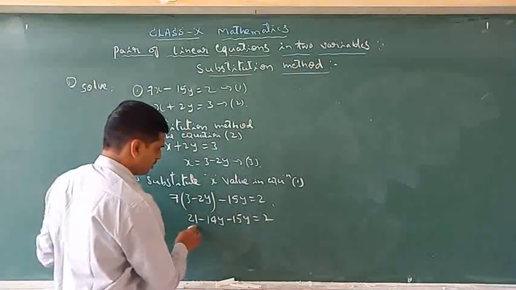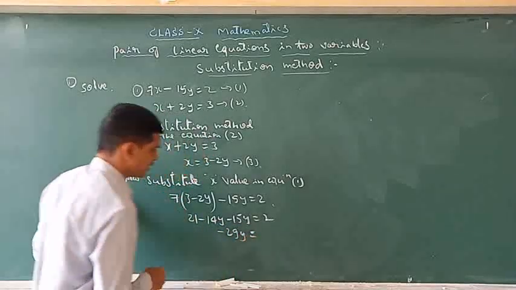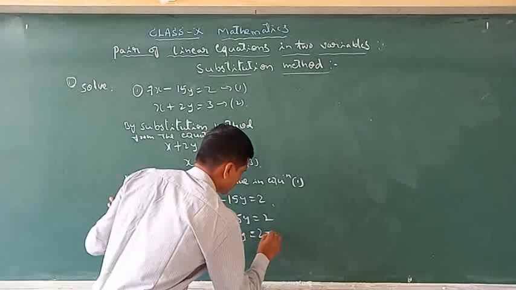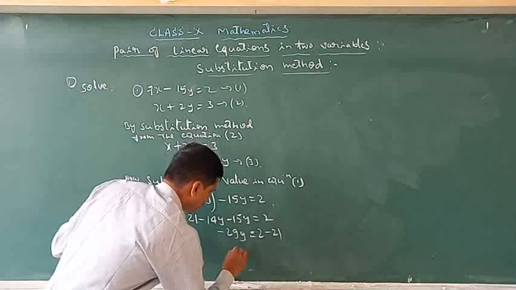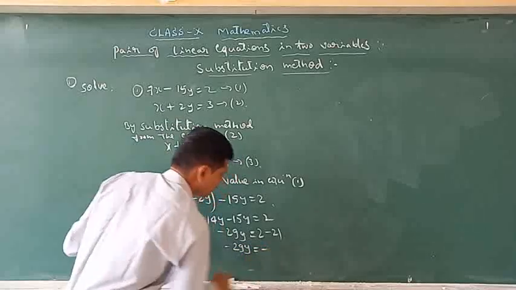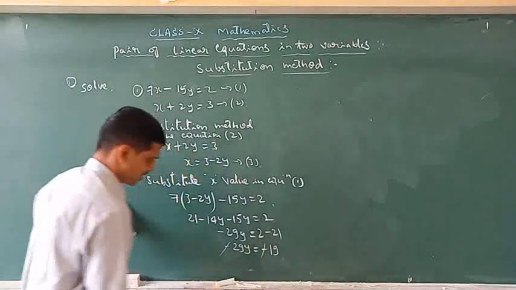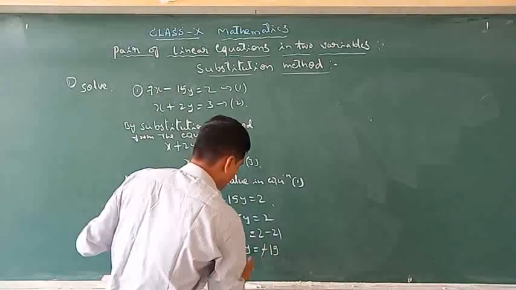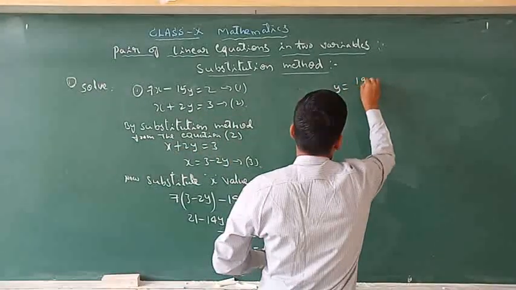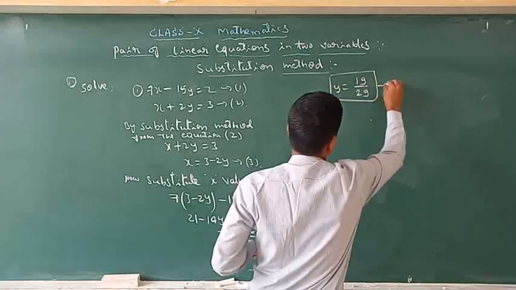Minus 21 minus 14y minus 15y, so it is minus 29y. It is equal to, 21 can be transferred to this side, meaning minus 2 minus 21. Therefore 29y is equal to minus 29y minus 19. The minus gets cancelled out. So now y is equal to 19 by 29.